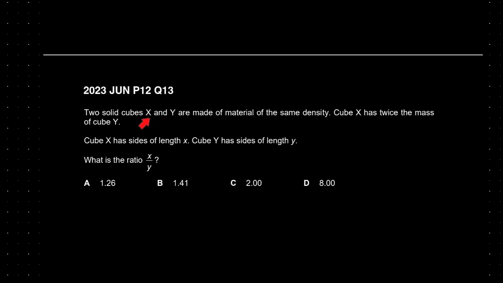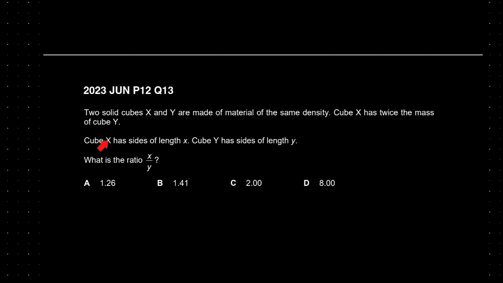Question 13. Two solid cubes X and Y are made of material of the same density. Cube X has twice the mass of cube Y. Cube X has sides of length X. Cube Y has sides of length Y. What is the ratio X over Y?